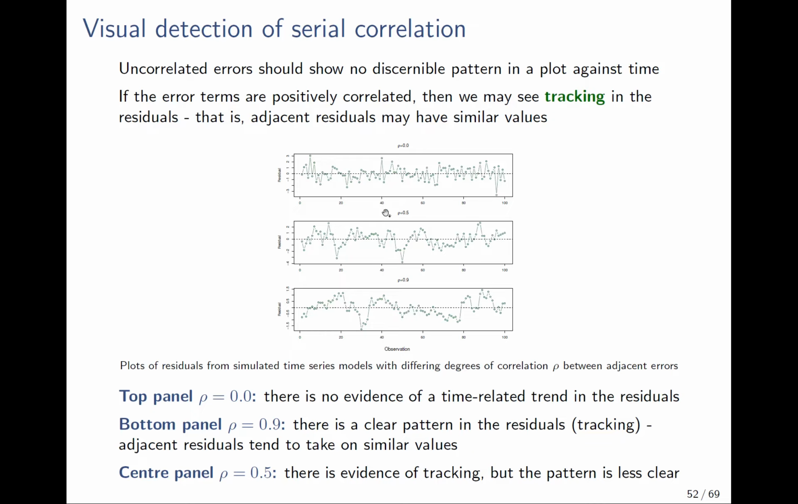The central panel shows a situation in which rho is 0.05. Still substantial correlation, but you can see that visual detection here is more difficult. There's some evidence of tracking that we can see here and there in the plot, but the pattern is much less clear. It's hard to detect by just eyeballing the data, and that's why we need to have formal tests for autocorrelation.